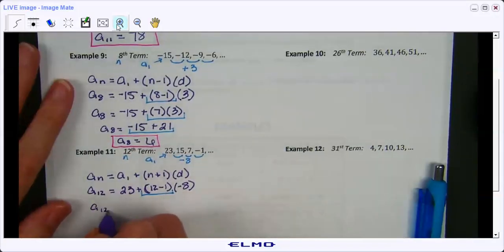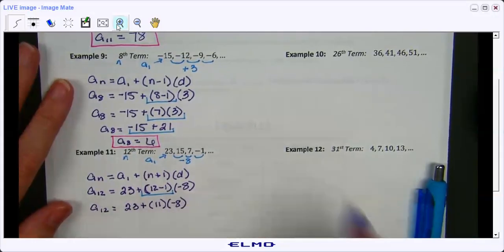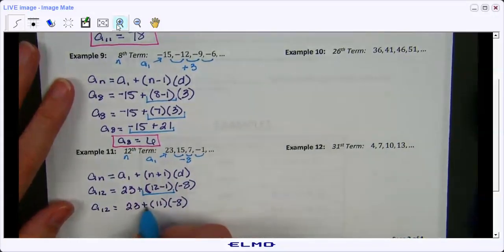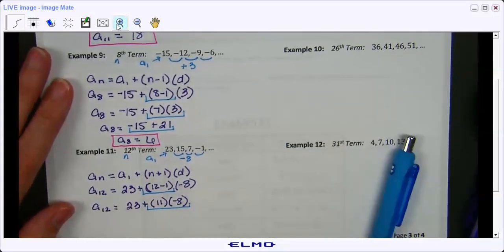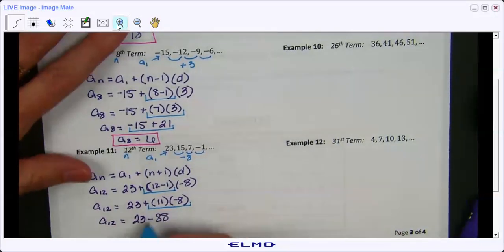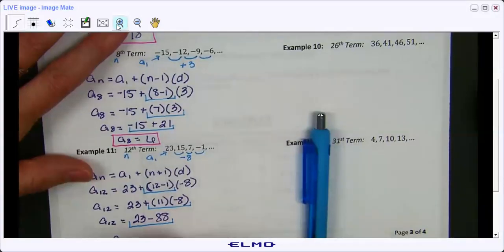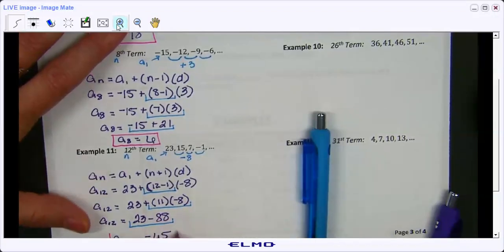Follow your order of operations. I have 23 minus 88. My 12th term is, anyone have it? Yes, -65. All right.